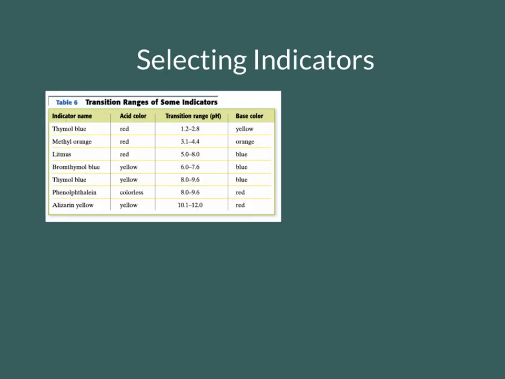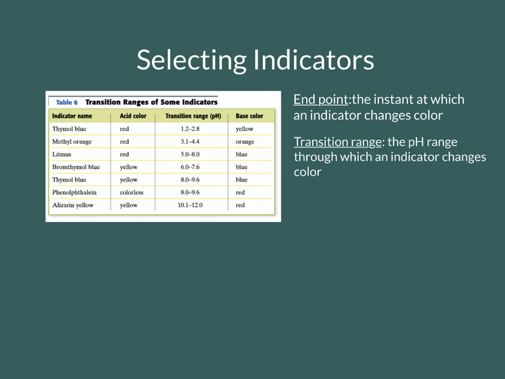Indicators are very important parts of a titration, because an indicator's endpoint should be the same as the equivalence point of a titration, signaling that our hydronium and hydroxide ion concentrations are now equal. In order to select the correct indicator for a particular titration, we need to know the indicator's transition range, or the pH range through which the indicator changes color.